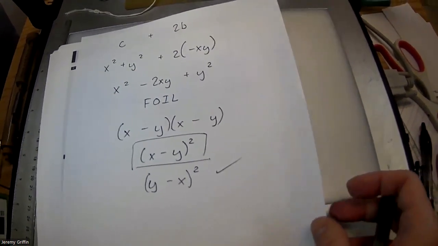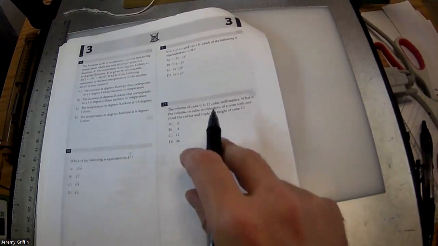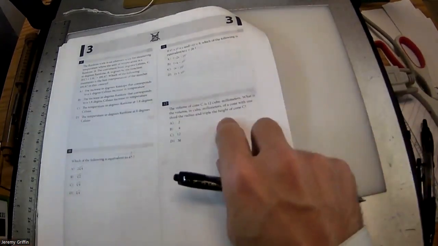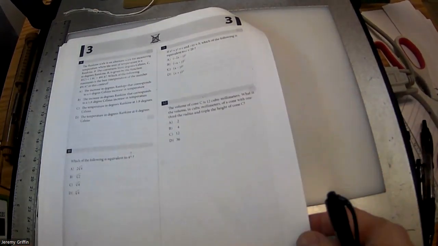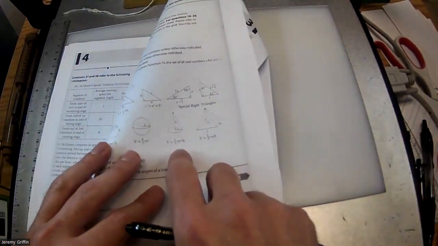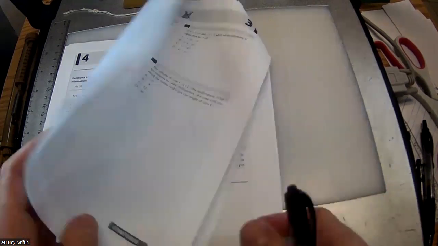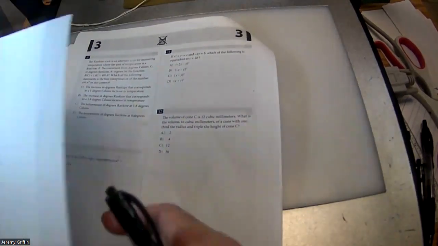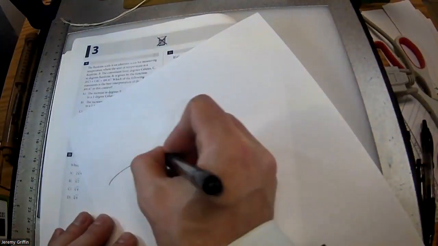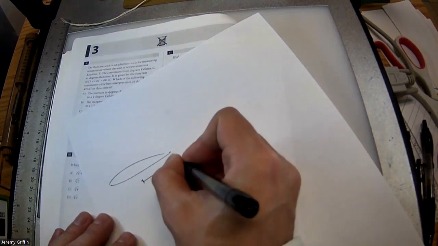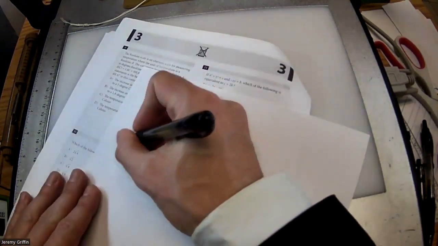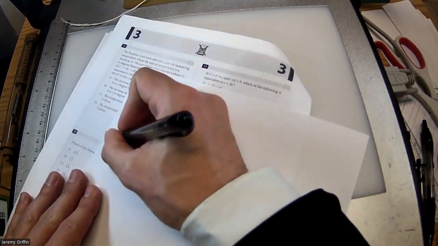All right, that's it. Okay, number 12. The volume of a cone is 12 cubic millimeters. What is the volume of a cone with a third of the radius but triple the height? Remember they gave you the formula for a cone on the front. So let's look at this. Cone, got some radius r, got some height h.